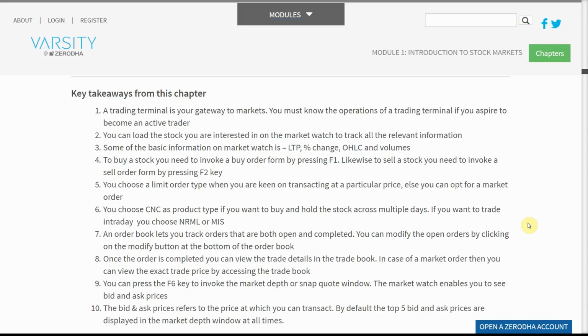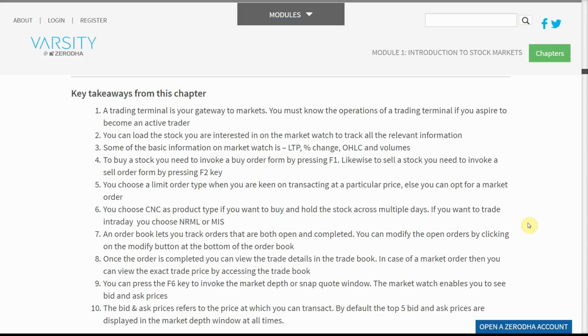To buy a stock, you need to invoke a buy order form by pressing F1. Likewise, to sell a stock, you need to invoke a sell order form by pressing F2 key. You choose a limit order type when you are keen on transacting at a particular price. Else you can opt for a market order.